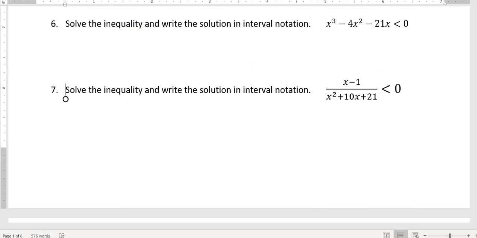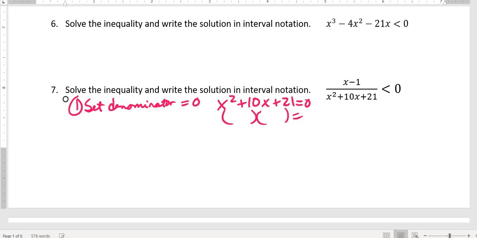Okay, so let's do number 7. This is a rational inequality. So when I have a rational inequality, I'm going to set the denominator equal to 0. Okay, so x squared plus 10x plus 21 is equal to 0. I'm seeing what numbers are going to be kicked out of my domain. So x cannot equal negative 7 and x cannot equal negative 3.